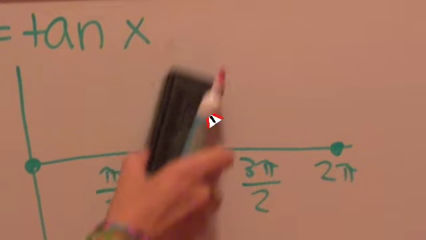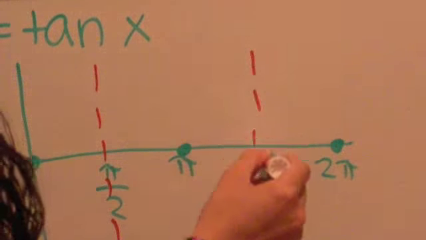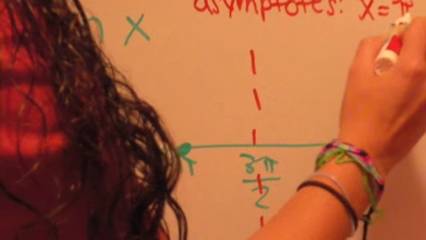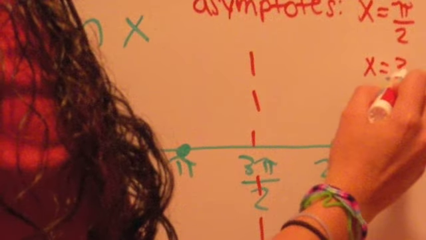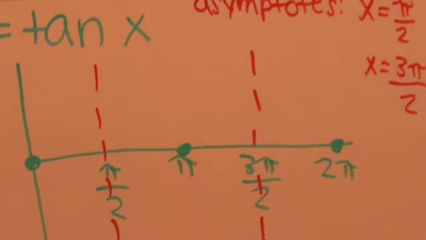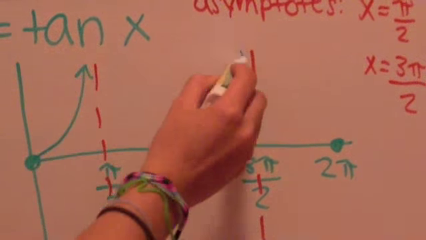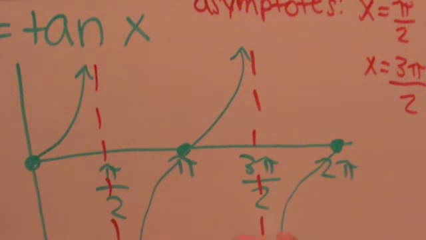Warning! Warning! The graph of tan x does not have an asymptote at pi. Right. The actual asymptotes are at x equals pi over 2 and x equals 3 pi over 2 because the tangent for these two values is undefined. And just remember when you're drawing your tan graphs that the down arrow is always towards the y-axis.